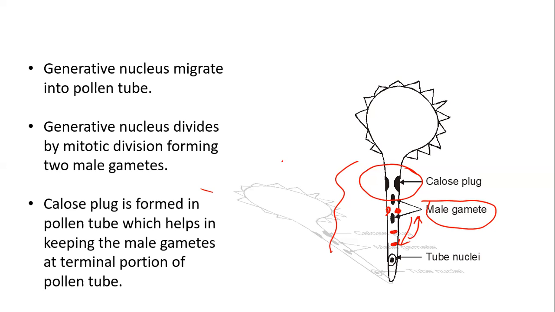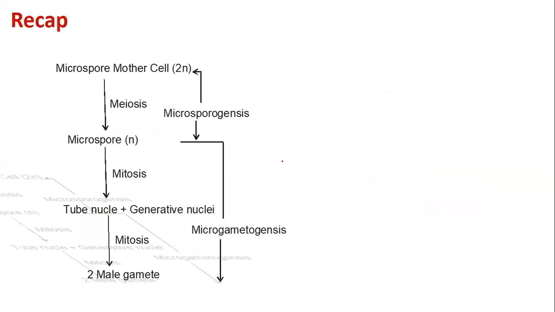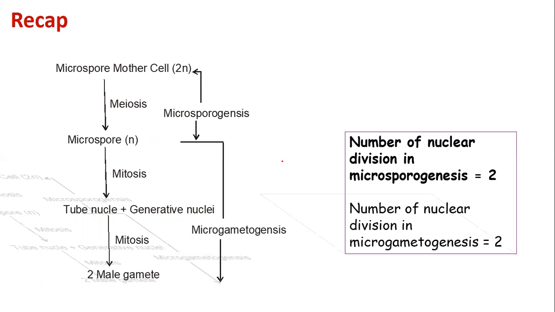Okay. So next, the entire process from microspore mother cell to microspore is microsporogenesis, and from microspore to the two male gametes is what we call microgametogenesis. This is a popular question asked in NEET: what is the number of nuclear divisions in microsporogenesis? Mind it, there is one meiosis, but in meiosis there are two nuclear divisions. So the number of nuclear divisions in microsporogenesis is two.